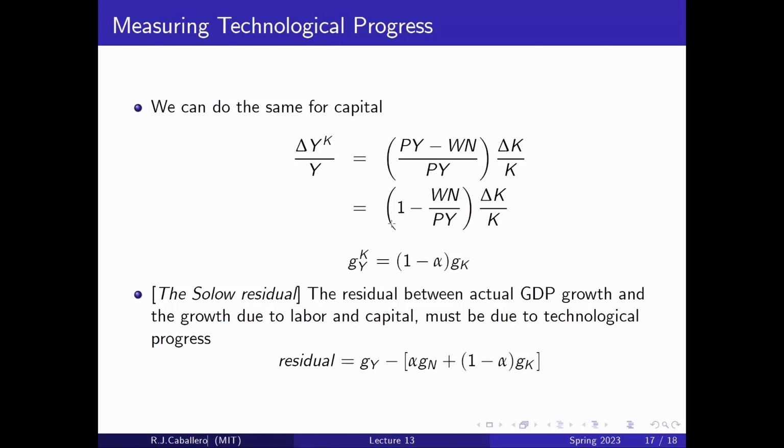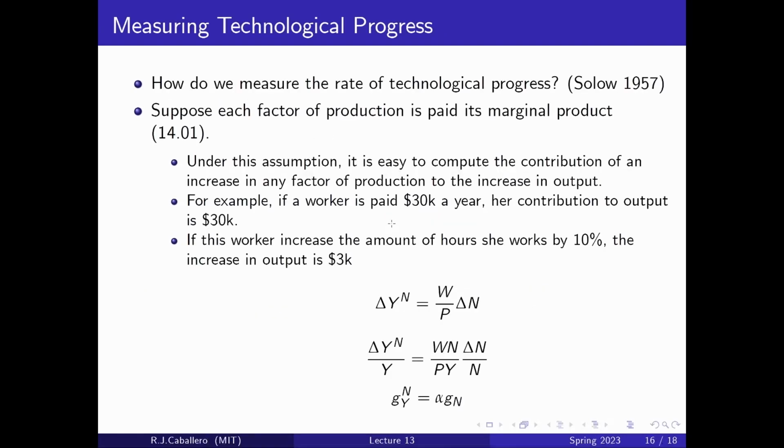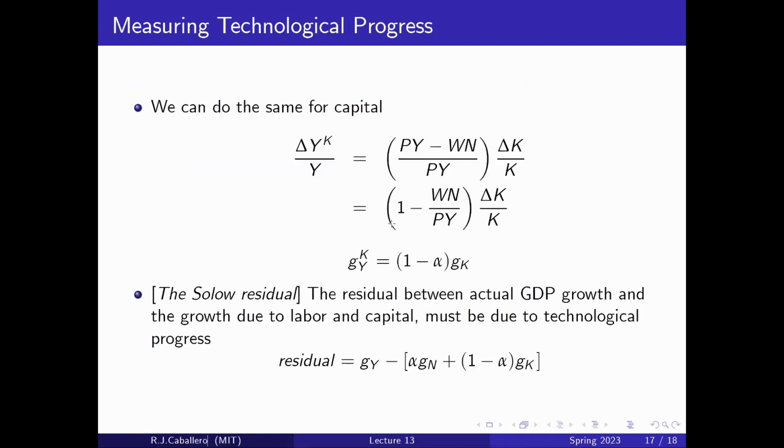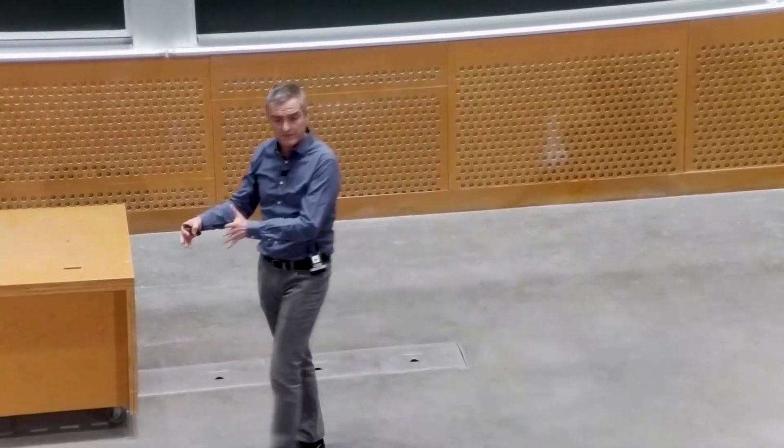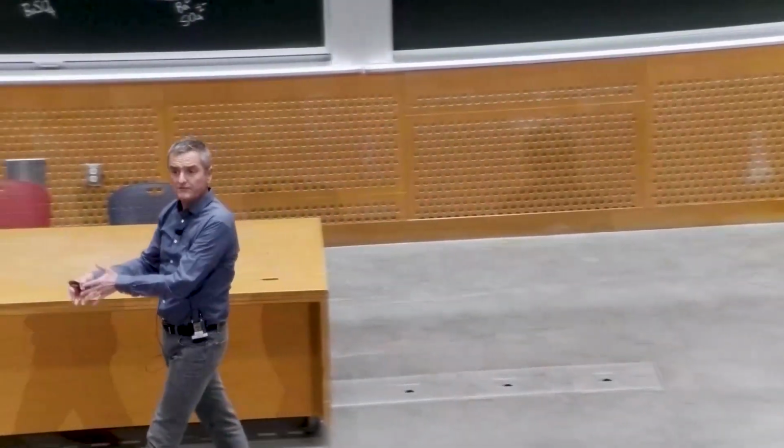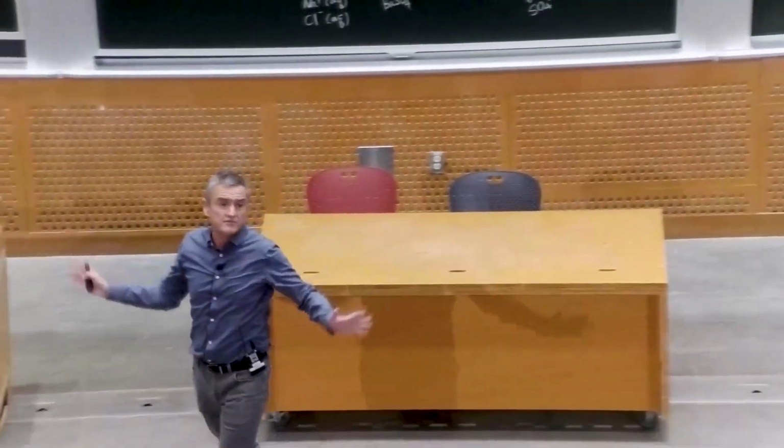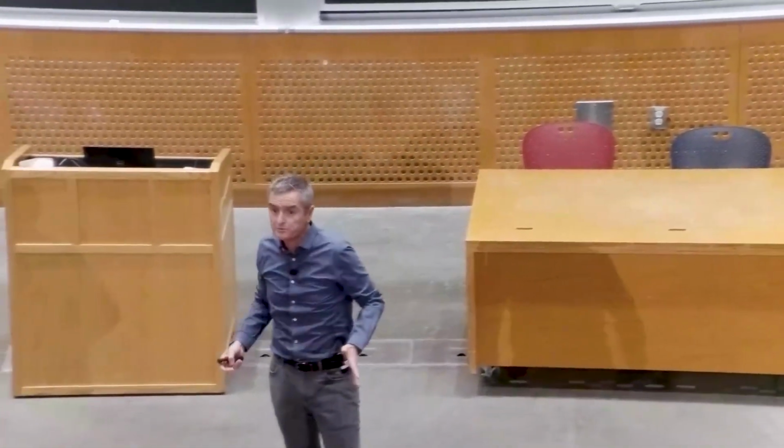Okay? So that means if I sum the contribution of labor and capital, I'm left with a residual. Whatever is the rate of growth I have in output, I know how much I'm getting from labor, I know how much I'm getting from capital. If there is any difference, it must be due to that thing I do not observe, which is technological progress. Okay? That's the logic of all this stuff.